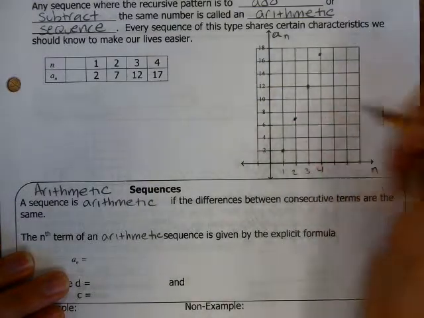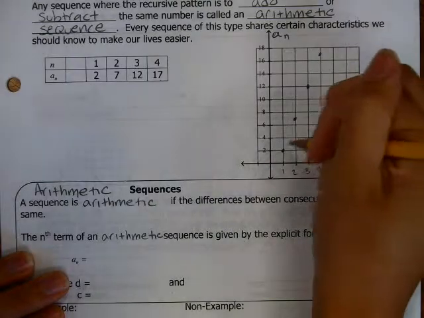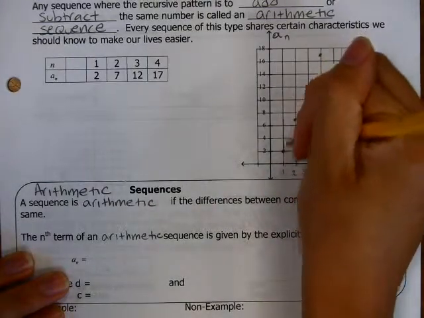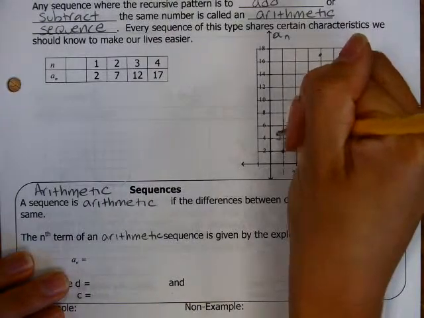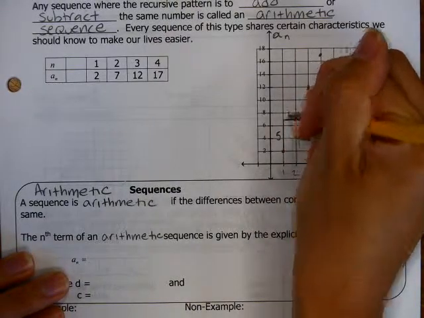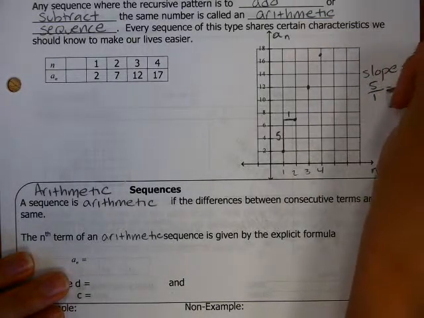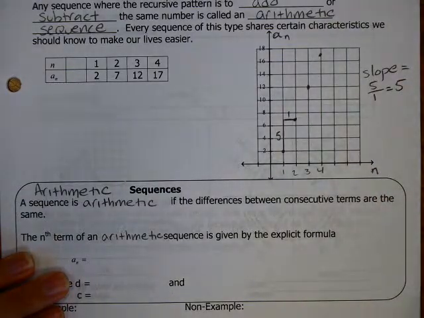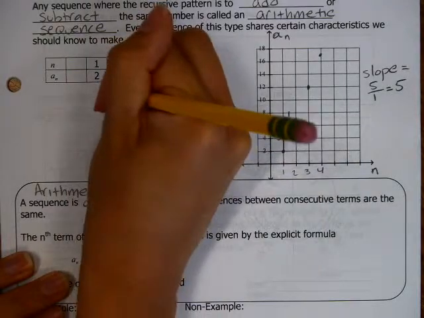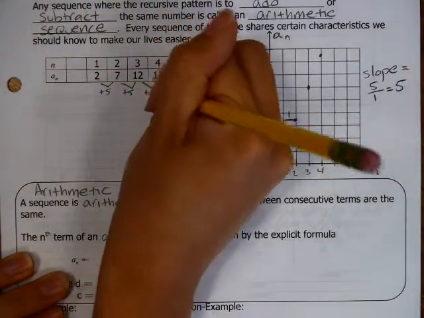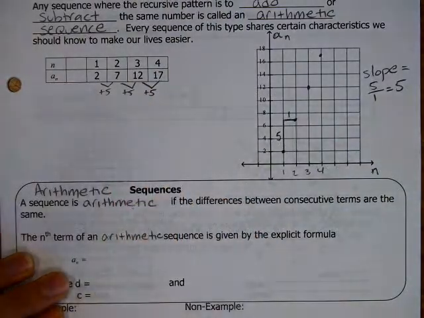Now one thing, every line has a slope. Remember, rise over run. So from this point to this point, you would have to rise 5 and run 1. So the slope of this line is 5 over 1, or just 5. Now I've seen that number before. Remember over here? To go from each term to the next, you're adding 5. So that is the change in the sequence.